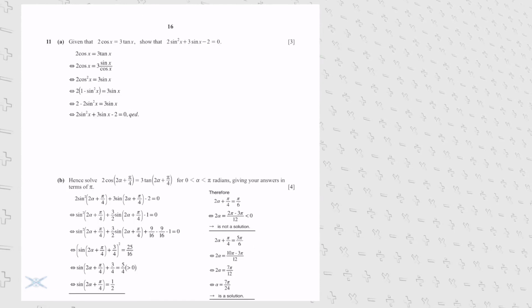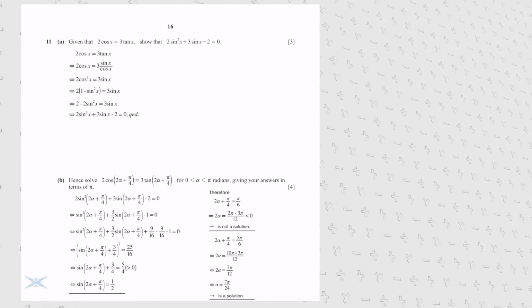We have now arrived at the final exercise of this exam paper, which is exercise 11.